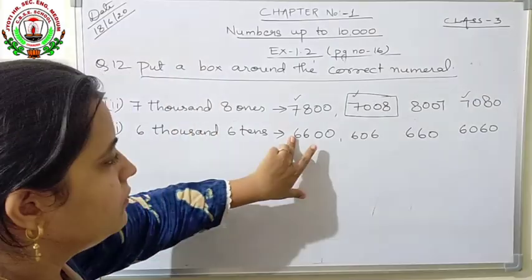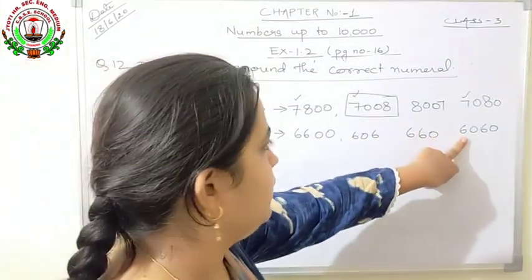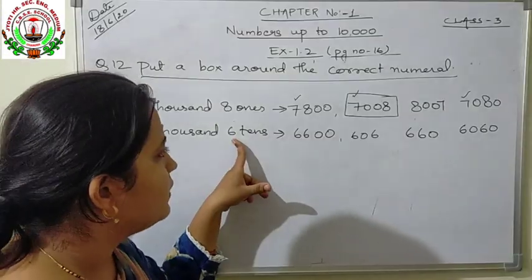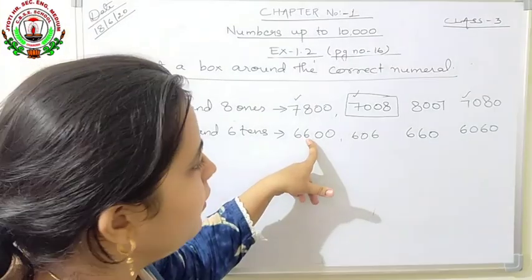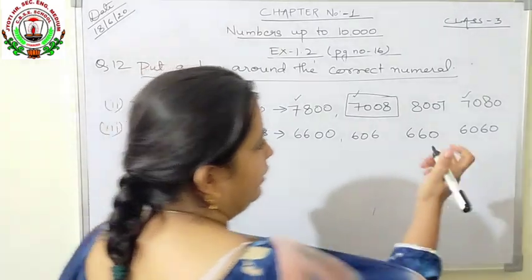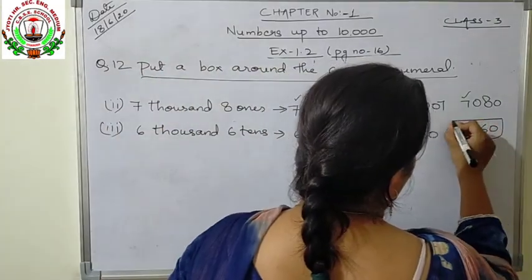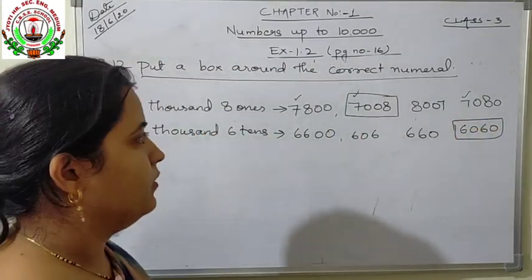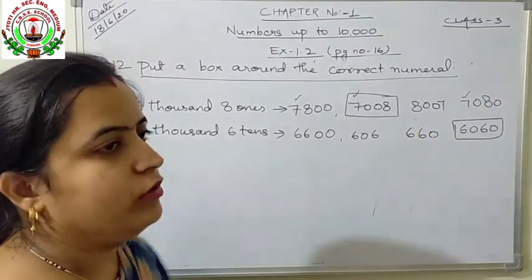This one is 6,000. This one is 6,000. And here it is 6 tens. Here 6 is in the 100 position. Here 6 is in the tens position. So which one is correct? This one is correct. 6,006 tens. So you will put a box around this number.